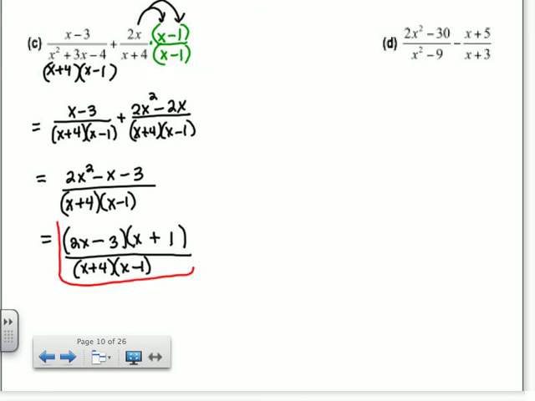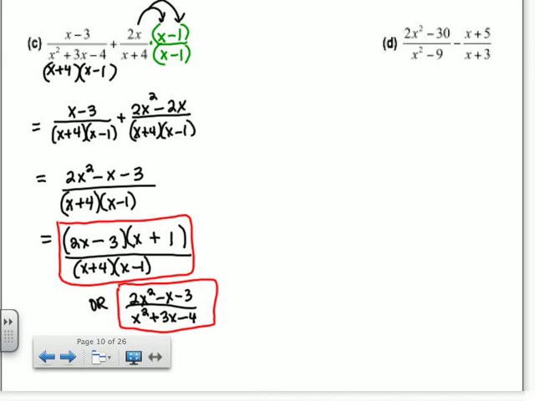So that can be your answer, which is fine, and that's actually nice when you graph later to have it in the factored form. Or you can write it in its non-factored form, the FOILed out form. So that would be, we just had 2x squared minus x minus 3 before, and the original denominator was the x squared plus 3x minus 4. Okay, so you can write it like that as well. Okay, so let's try the next one.